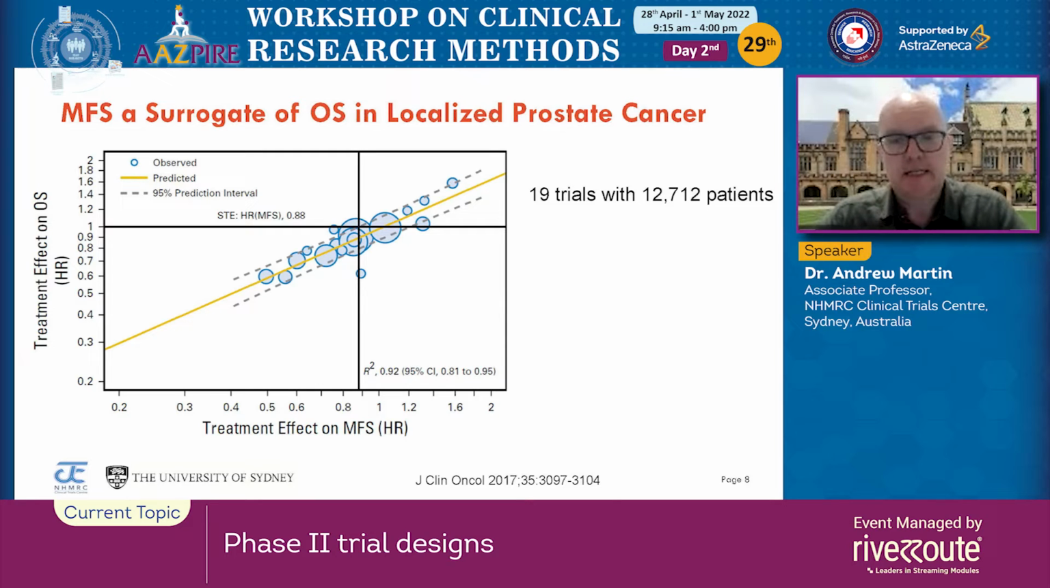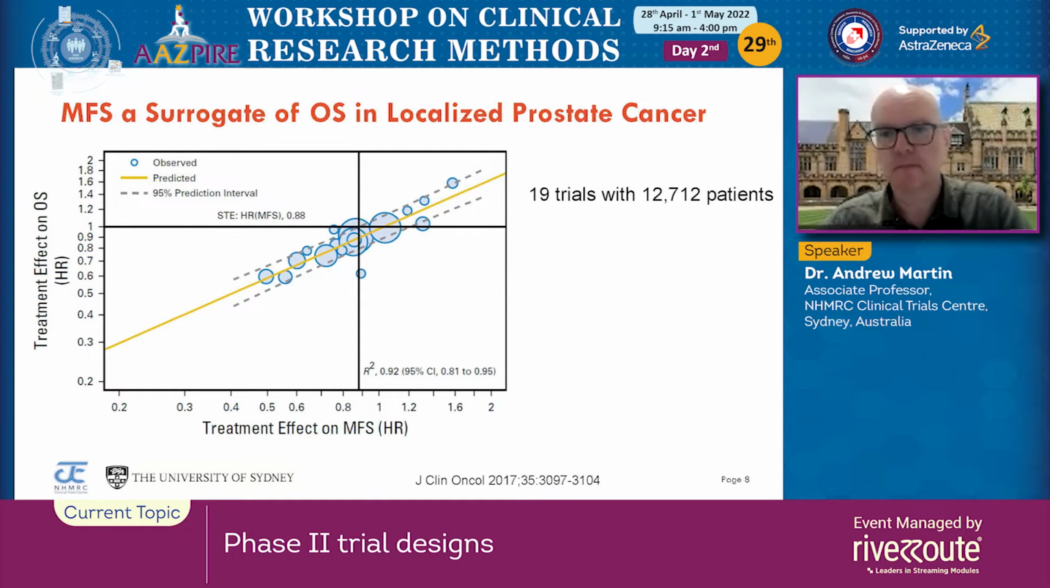such that one could predict that if the treatment had led to a hazard ratio of 0.6 on the MFS endpoint, then we could look up the slide, hit the yellow line, then move across, and I think we end up at something like 0.65 or 0.67. So it's a weaker effect on overall survival, but nevertheless, there is an effect there. So this is an example of some good evidence for MFS being a good surrogate of overall survival in this particular indication.